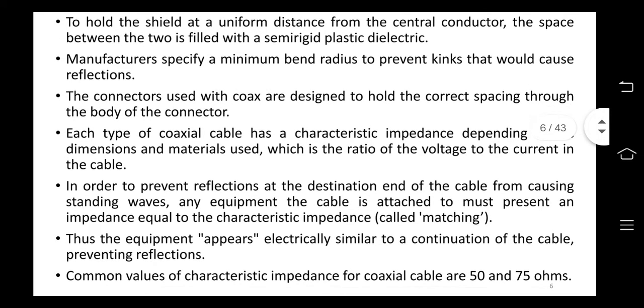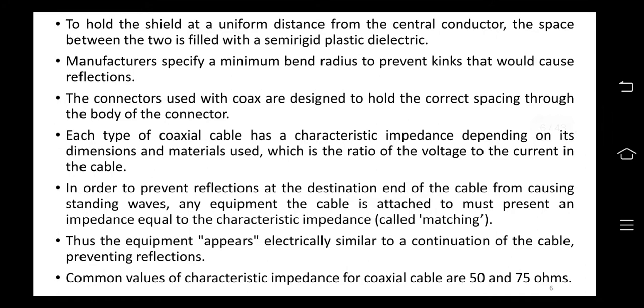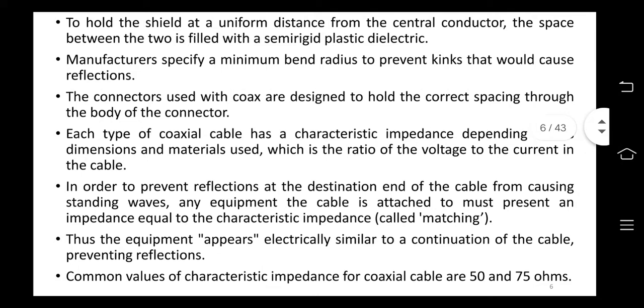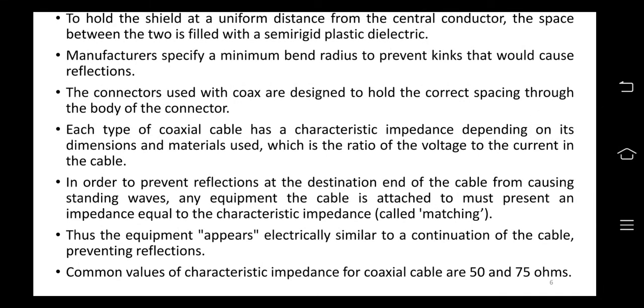The connectors used with the coax are designed to hold the correct spacing through the body of the connector. Each type of coaxial cable has a characteristic impedance depending on its dimensions and materials used, which is the ratio of the voltage to the current in the cable.